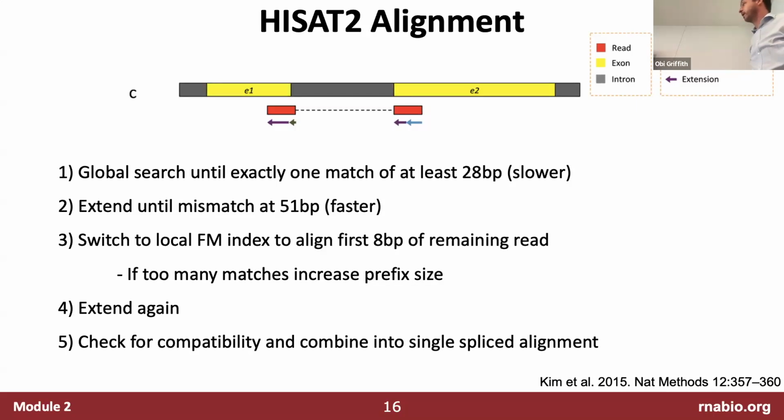So someone's asking about this prefix size point. If the first 8 bases of the part that hasn't yet been aligned, where we're going to the local index, it could be that those first 8 bases of the second part of the read match multiple places, even in the smaller index. That could definitely happen. And so what it does is it'll just increase the prefix size. So instead of looking for one exact match of 8 bases, if it finds multiple, it'll look for 9 base pair matches and 10 base pair matches until it finds a unique match in that local index.